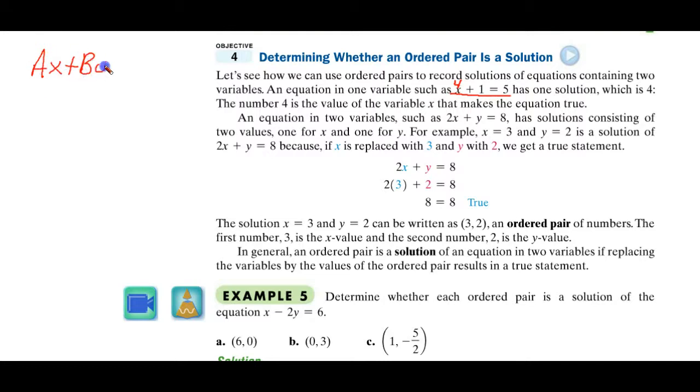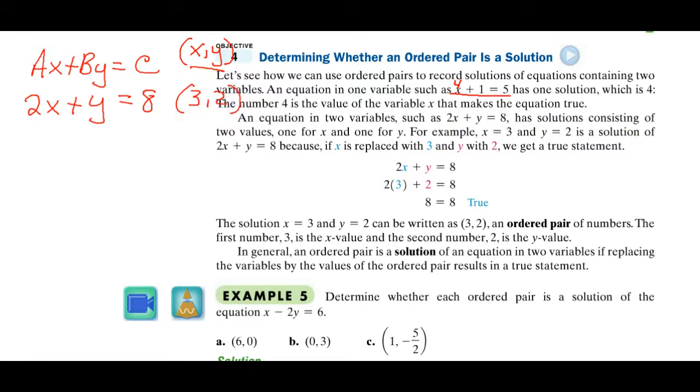AX plus BY equals C. That later we'll find out is the standard form of the linear equation in two variables, x and y. And remember, we have our ordered pair xy. So what they're going to do is give us a value, x and y, and then we're going to substitute that value into the equation they give us, which in this case is 2x plus y equals 8. And the value they're going to give is 3, 2.